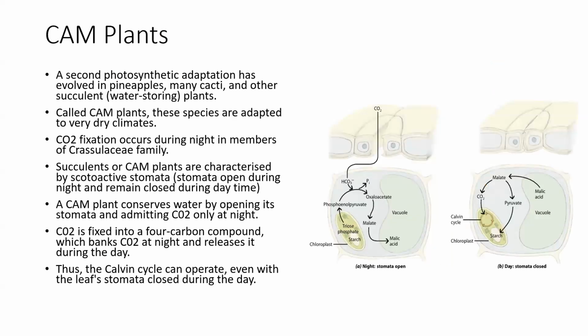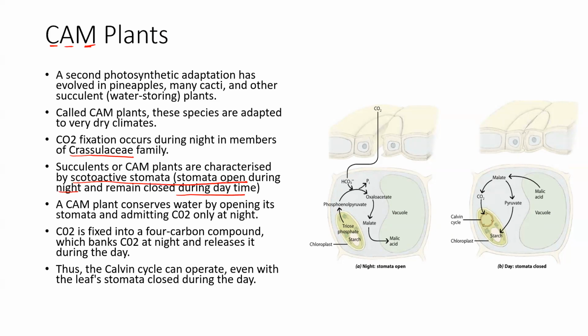Another type of plant which is able to survive in hot and arid conditions are succulent plants, and they generally belong to the Crassulacean family. So these are also known as CAM plants. CAM means Crassulacean acid metabolism. So they are generally seen in the Crassulacean family, and they actually have scotoactive stomata. What do you mean by scotoactive stomata? Those stomata which remain open during the night and closed during the day.